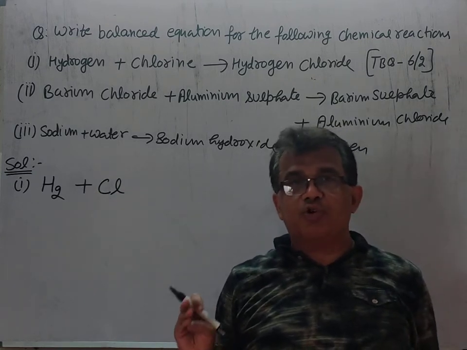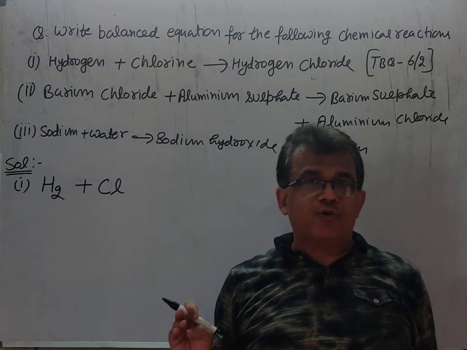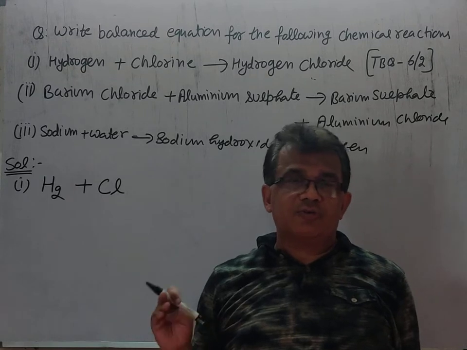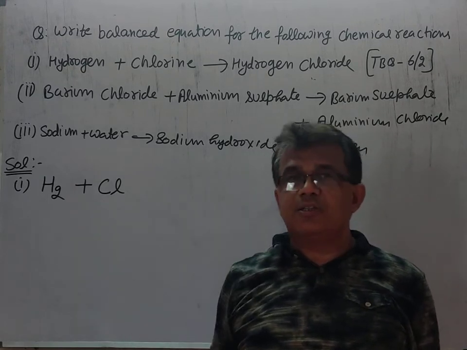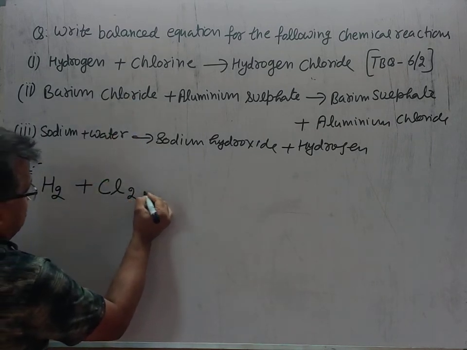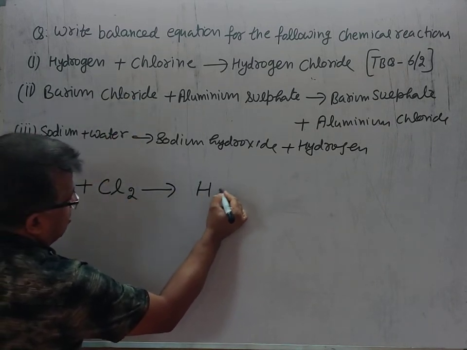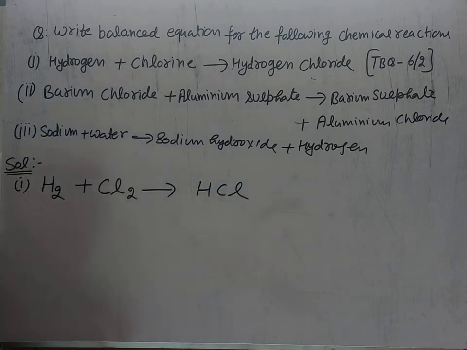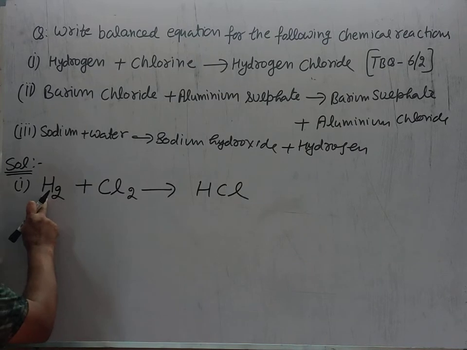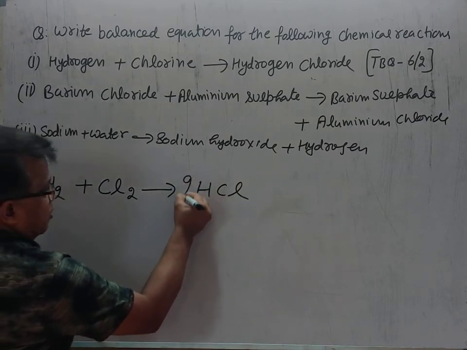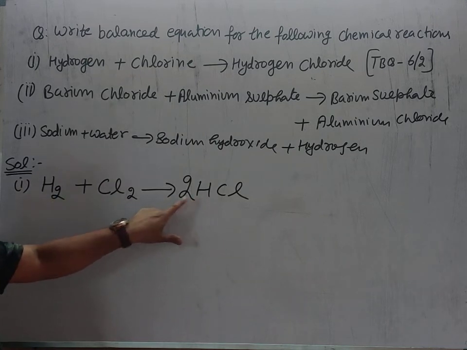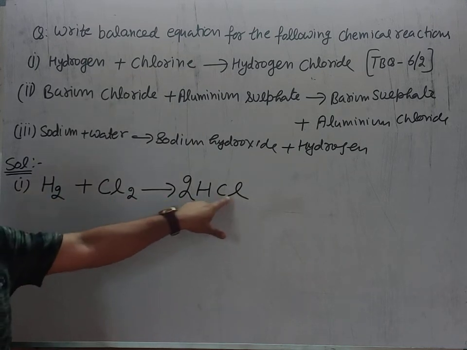There are some elements when they are alone, they are written in the diatomic form, that is hydrogen H2, oxygen O2, chlorine Cl2, fluorine F2, bromine Br2. So hydrogen, nitrogen, oxygen, fluorine, chlorine, bromine, these are written in this way. So chlorine Cl2 gives hydrogen chloride, and for balancing, atoms of hydrogen are 2 here, here it is 1, so we shall write this. Now it is balanced: atoms of hydrogen 2, here also 2, chlorine 2, here also 2.